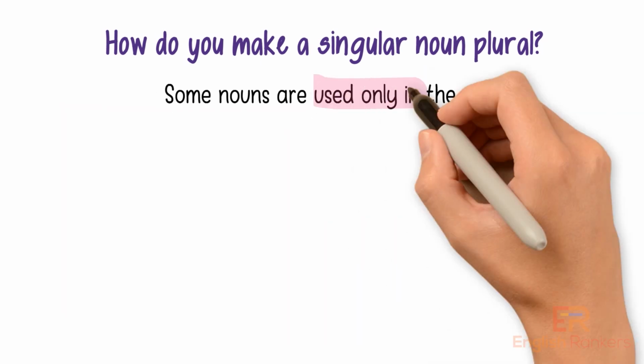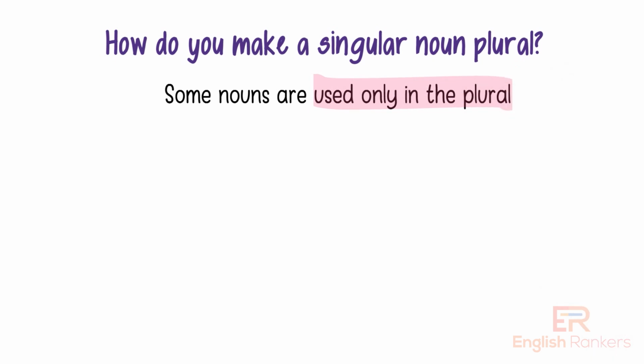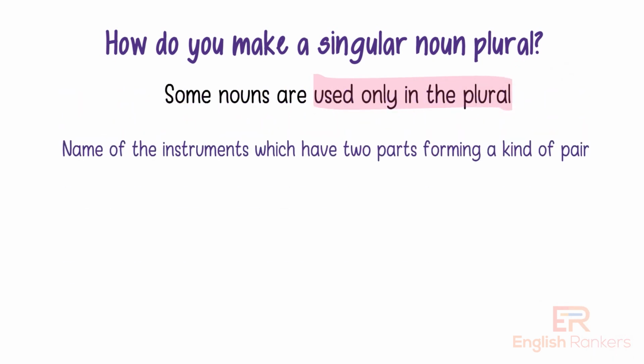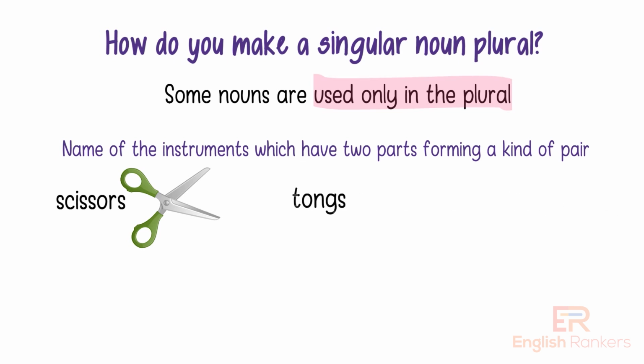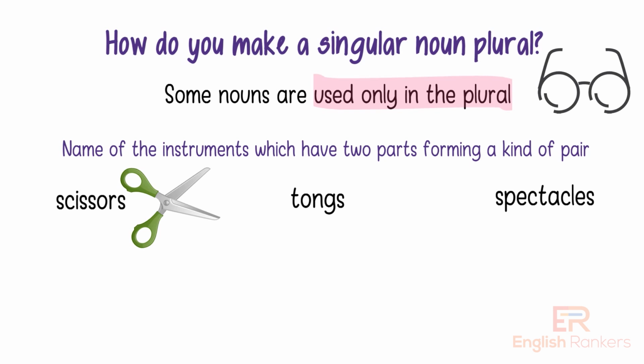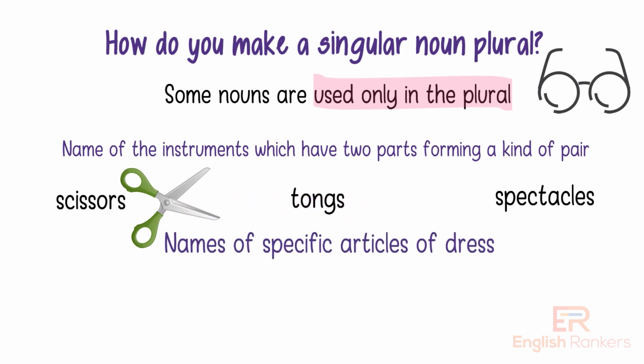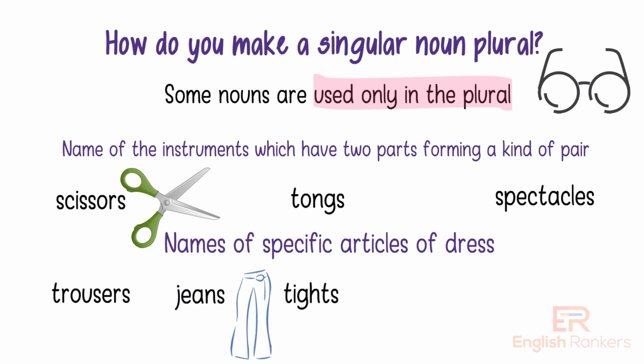Some nouns are used only in the plural. Names of the instruments which have two parts forming a kind of pair, as scissors, tongs, spectacles. Names of specific articles of dress: trousers, jeans, tights, shorts, pajamas.